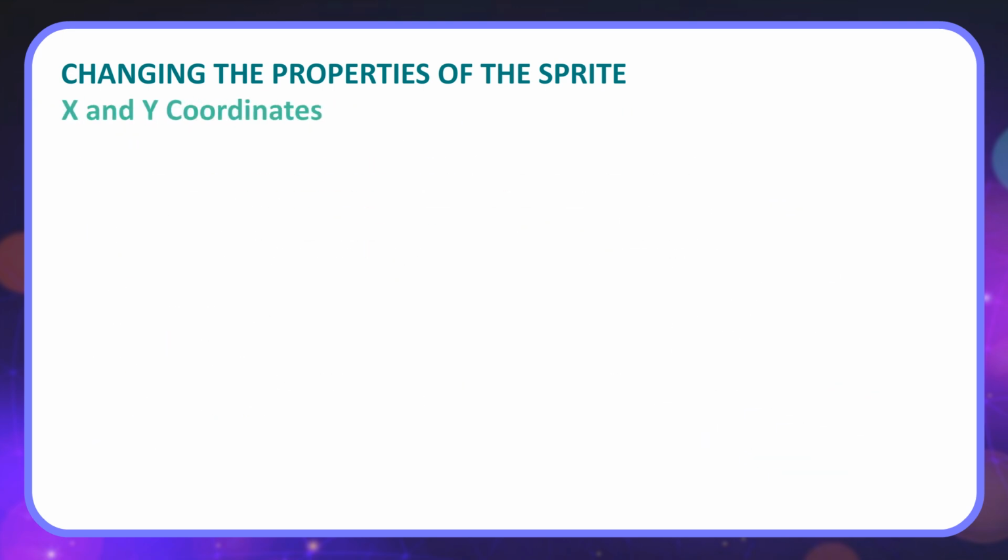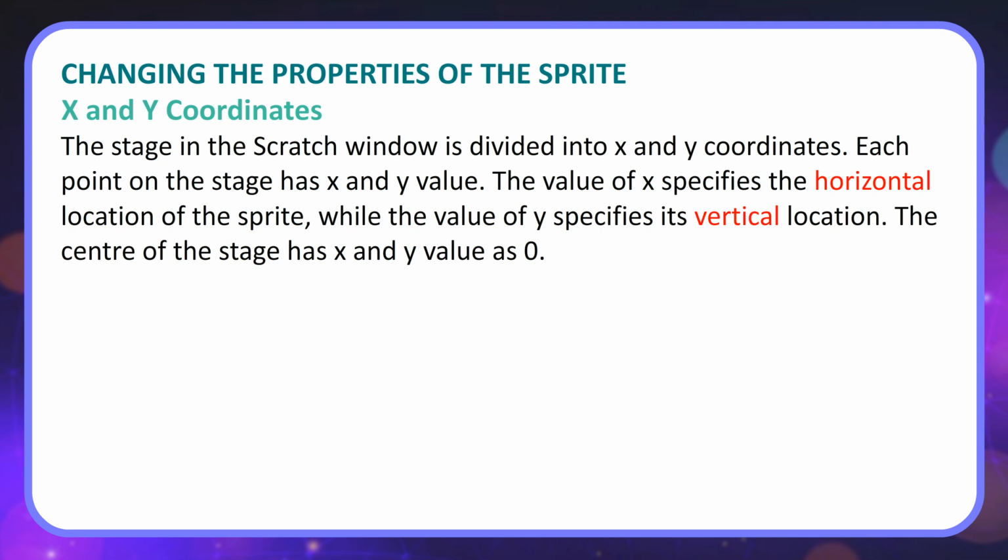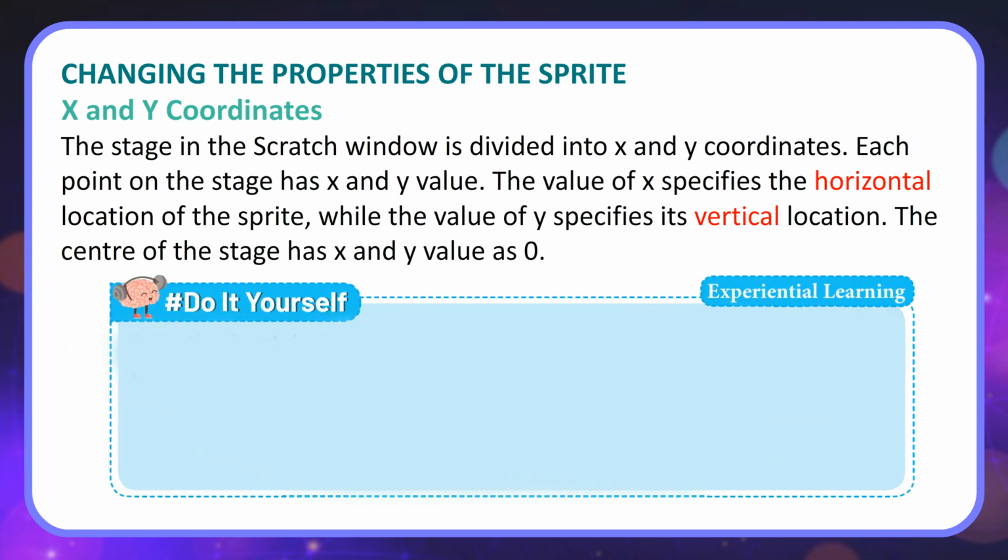X and Y coordinates. The stage in the Scratch window is divided into X and Y coordinates. Each point on the stage has X and Y value. The value of X specifies the horizontal location of the sprite, while the value of Y specifies its vertical location. The center of the stage has X and Y value as zero.